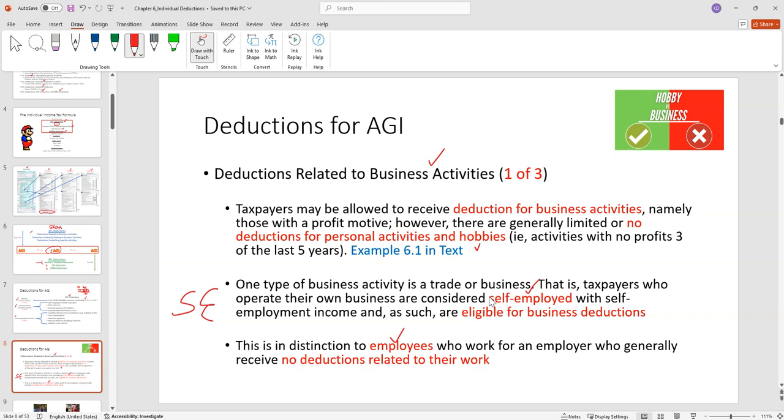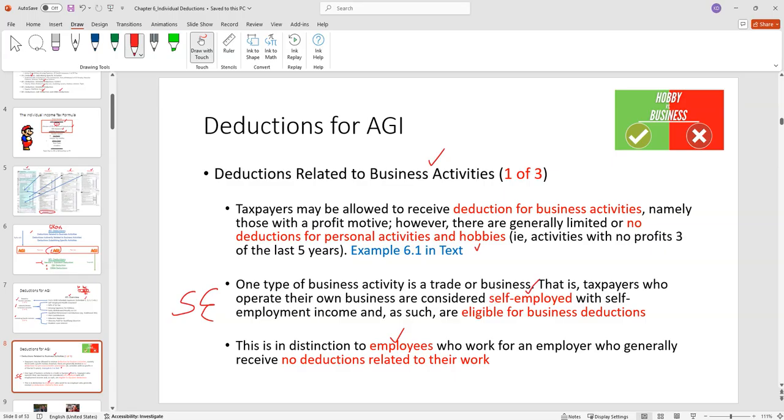Your internet, to the extent you use it for your self-employment. Your cell phone, to the extent you use it in your self-employed trade or business. You would be able to get deductions for that, but generally not if you're an employee.